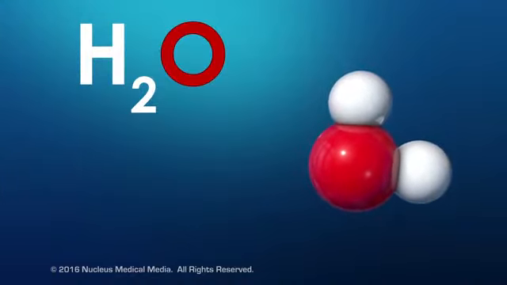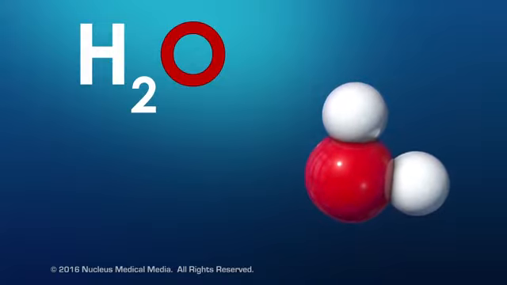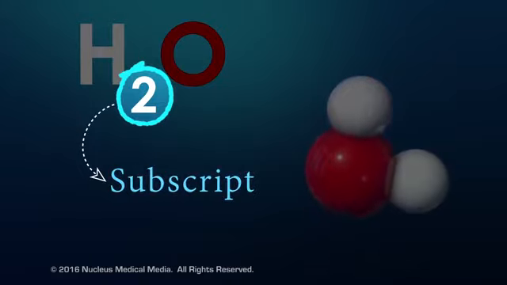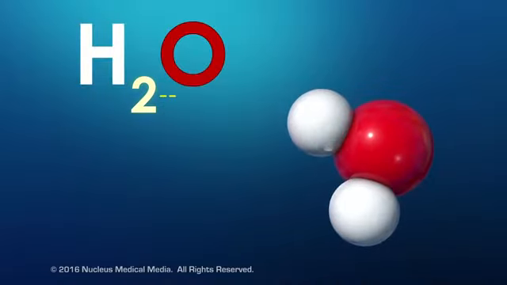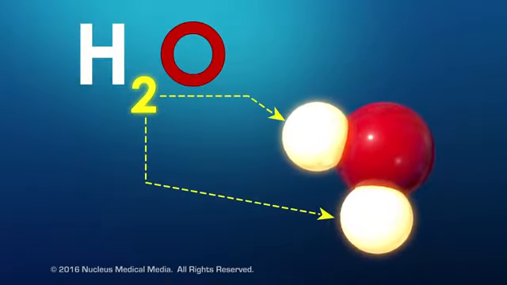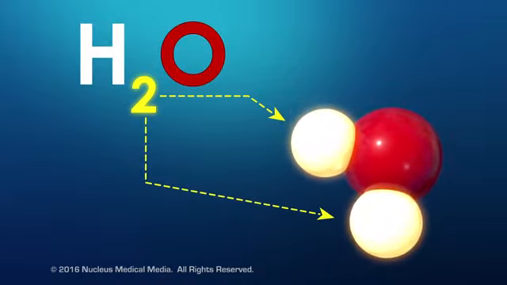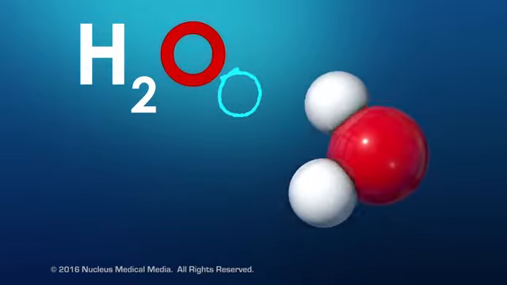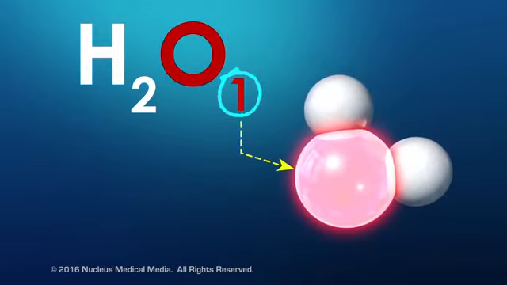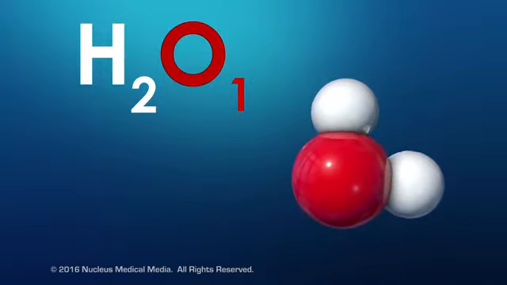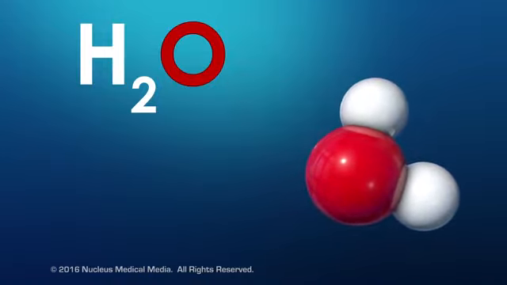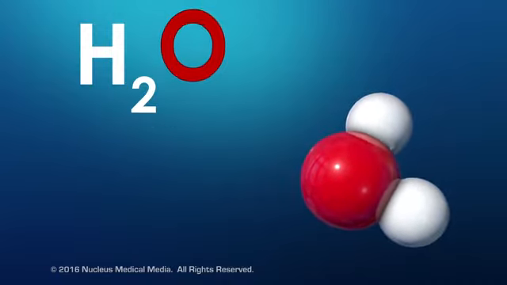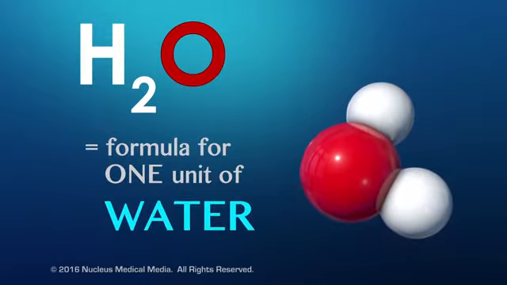In the chemical formula for water, the little number slightly below the letter H for hydrogen is called a subscript. A subscript in the chemical formula tells you how many atoms of that element are in one unit of the compound. There's no subscript next to the O for oxygen. That means there's only one oxygen atom. We don't write the one. When there's no subscript, it's understood that we mean one atom. So H2O is the formula for 1 unit of water.